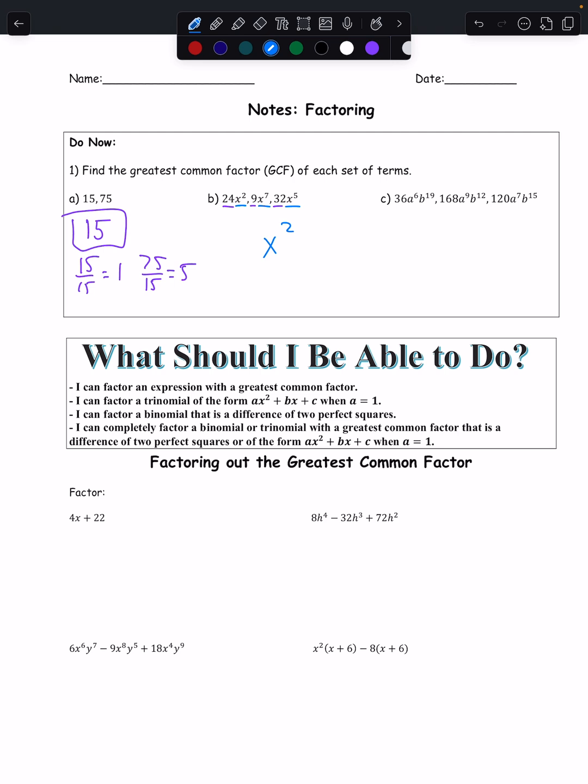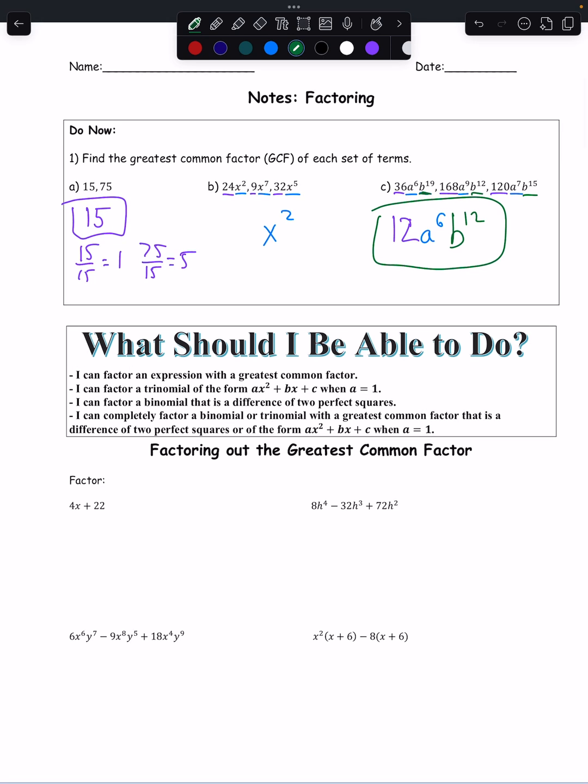And for C, we first look at the coefficients 36, 168, and 120. The GCF there should be 12. And then let's look at the a's: a to the 6th, a to the 9th, a to the 7th. The lowest exponent there for the a's is a to the 6th. And then let's look at the b's: b to the 19th, b to the 12th, and b to the 15th. That would be b to the 12th. So that would be our GCFs for A, B, and C.